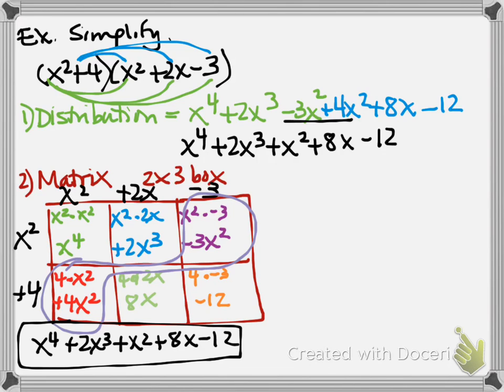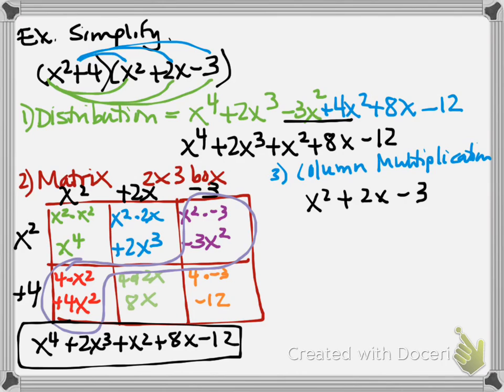The last technique is called column multiplication. And on this one, the key idea is to put your longer polynomial on top and your shorter one on the bottom. You're not lining up any like terms, you're just lining up last term with last term and going from there. So this is just a different way of showing your distribution.